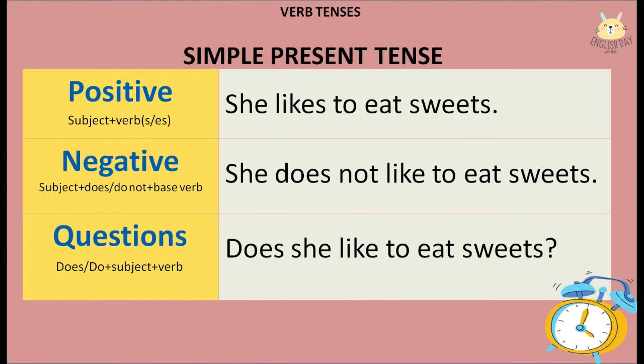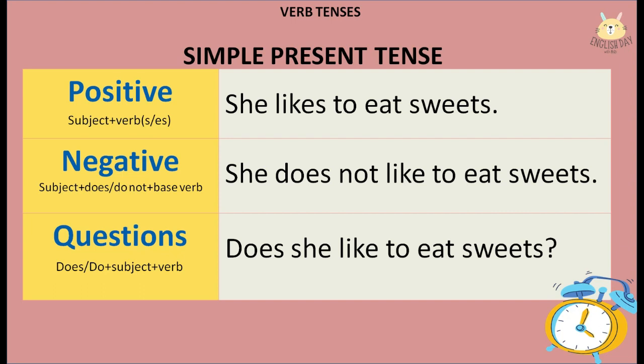To form the positive, we follow the structure subject plus verb in its base form. We add s or es if our subject is singular. We need to make sure that our subject agrees with our verb. Meaning, if our subject is singular, then our verb must be singular as well. If it's plural or in third person, then the verb must also be in plural form.